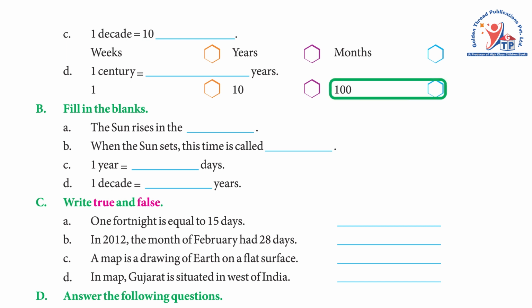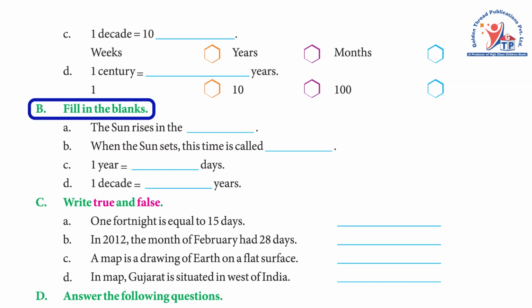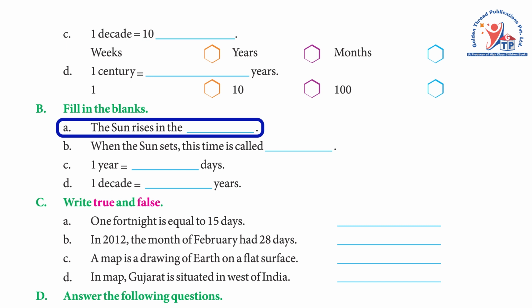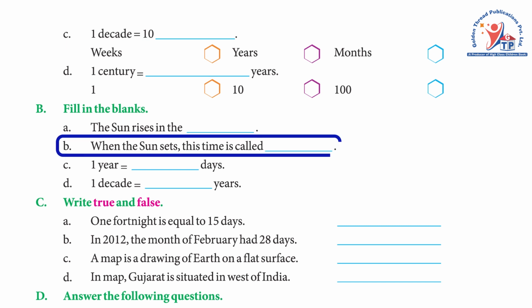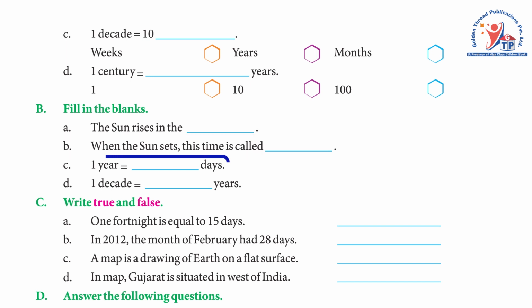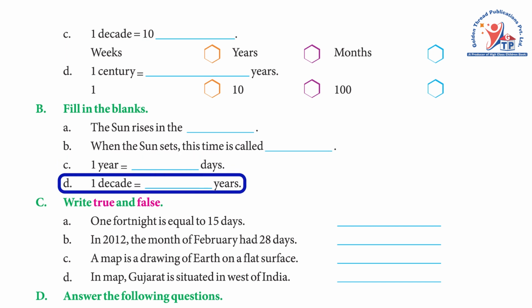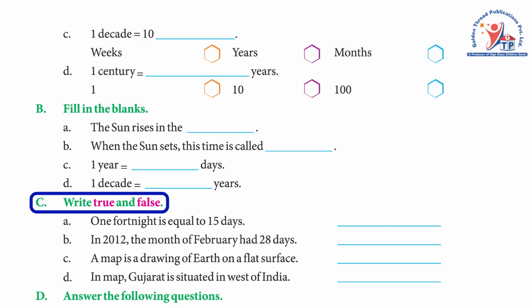B. Fill in the blanks. A. The sun rises in the dash. Answer: east. B. When the sun sets, this time is called dash. Answer: evening. C. 1 year is equal to dash days. Answer: 365. D. 1 decade is equal to dash years. Answer: 10.